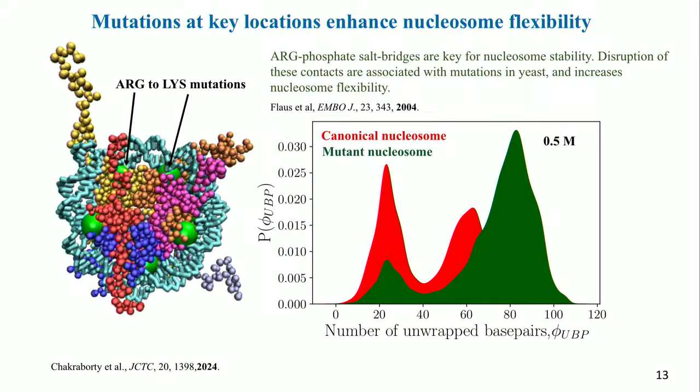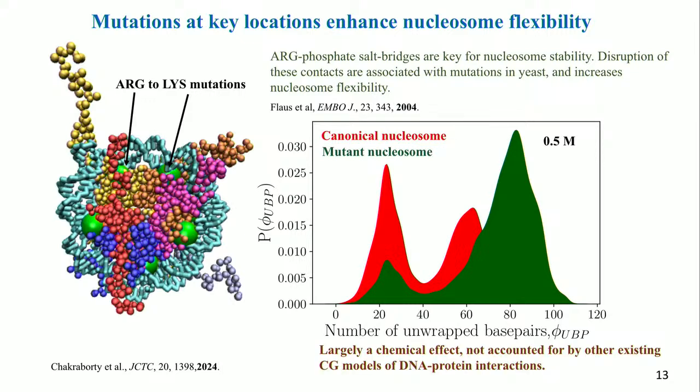This is a distribution, again in terms of the unwrapped base pairs, that I show for the canonical nucleosome, where all these contacts are arginine-phosphate, and for the mutant nucleosome, where these arginines have been mutated into lysines. As you can see, for the canonical nucleosome at 500 millimolar there is a bimodal distribution where the major peak is around 20, but when we mutate it, it's still bimodal, but now the population shifts and the major peak is around 70. So it is effectively making the nucleosome more flexible.